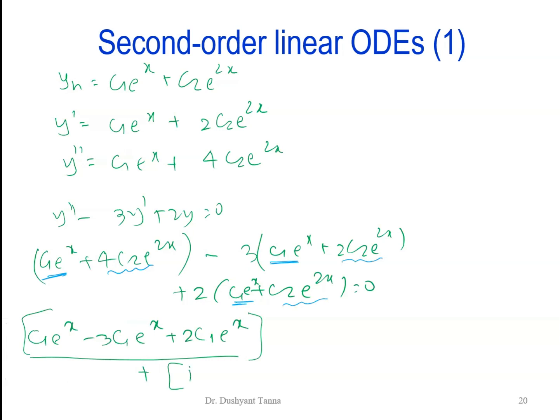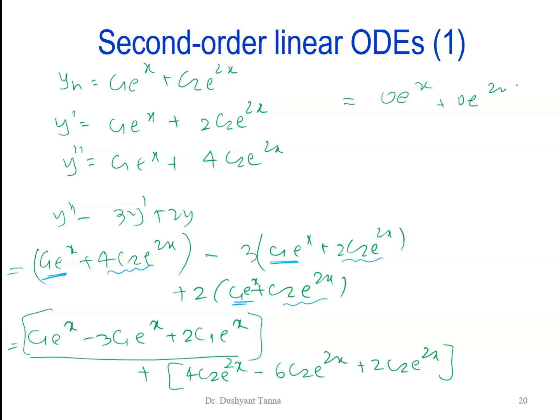4C2 e raised to 2x minus 6C2 e raised to 2x plus 2C2 e raised to 2x. Actually, I'm verifying, so I shouldn't write equal to 0 because I am verifying it, isn't it? So I would write is equal to here, right? 1 minus 3 plus 2, so that's 0 e raised to x. 4 minus 6 plus 2, plus 0 e raised to 2x, and that is 0. That's it, verified.